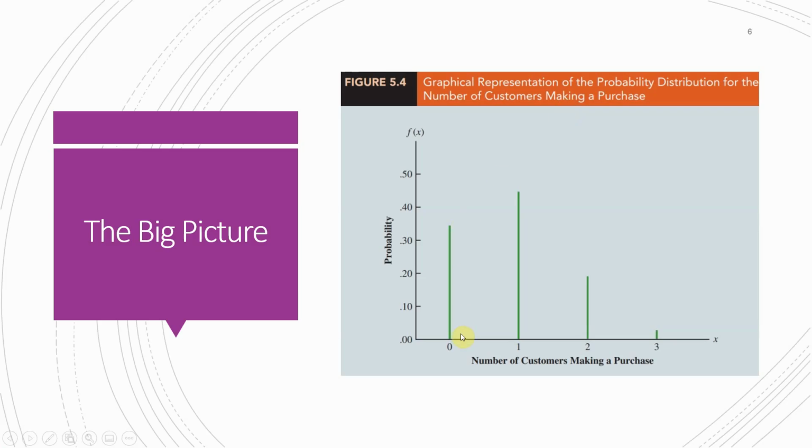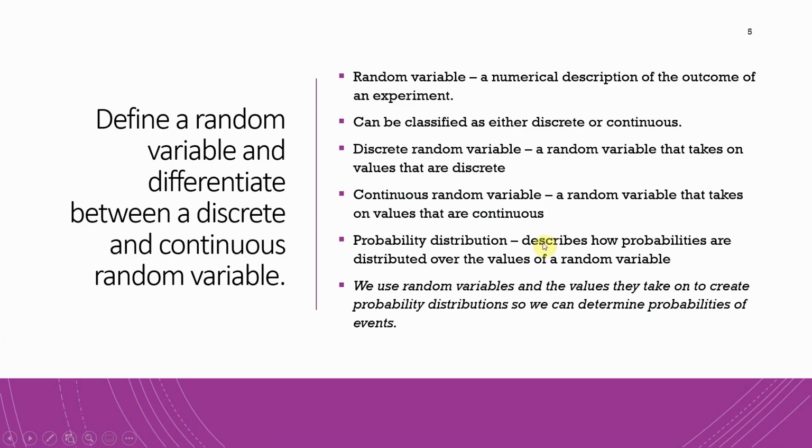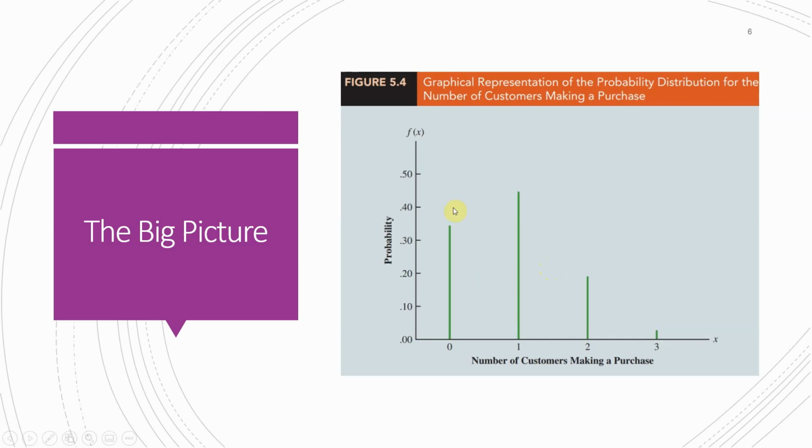So here are the possible outcomes: 0 people can make a purchase, 1, 2, or 3. So this is the random variable. These are the values it could take on, and then here are their respective probabilities. Remember, the probability distribution describes how the probabilities are distributed over the values of a random variable. So that's exactly what this is. This is a probability distribution.